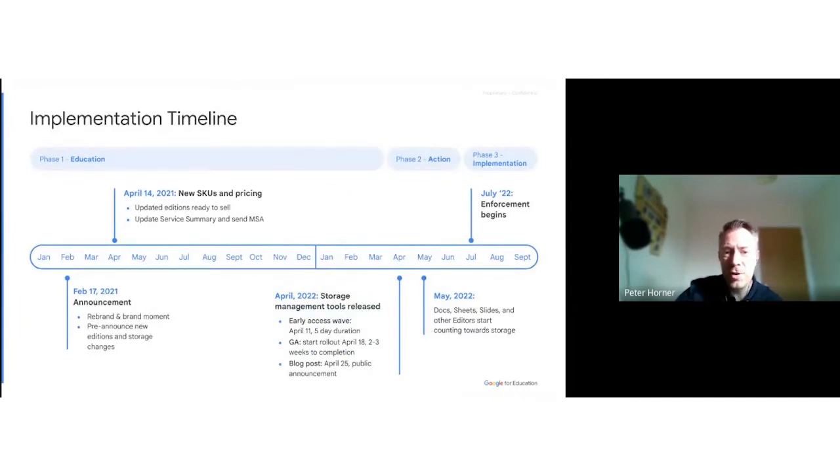So let's have a brief look at the timeline. These changes were announced way back in February 2021. So now, obviously, we are in May, and oh, sorry, I lost my place then. So yes, enforcement kicks in July 2022. We've already had the tools launched into the admin console, which I'll take you through in a minute, and it should be rolled out to all domains already. That happened back in April.